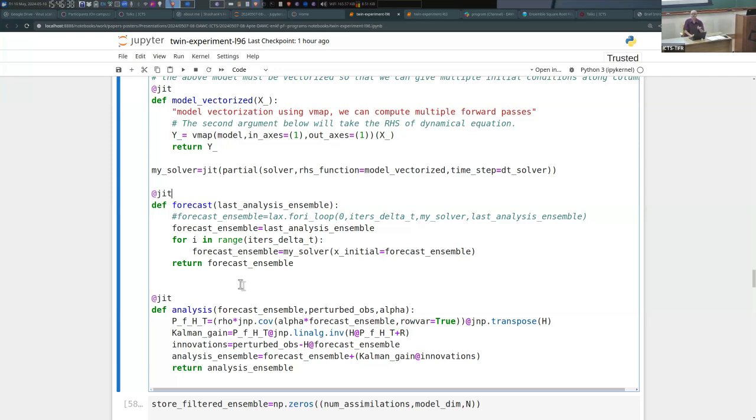The next bit is the analysis. The analysis can be done in multiple ways. One is, of course, the one I showed, which is the perturbed-observations analysis method. Almost nobody really uses it, I think.